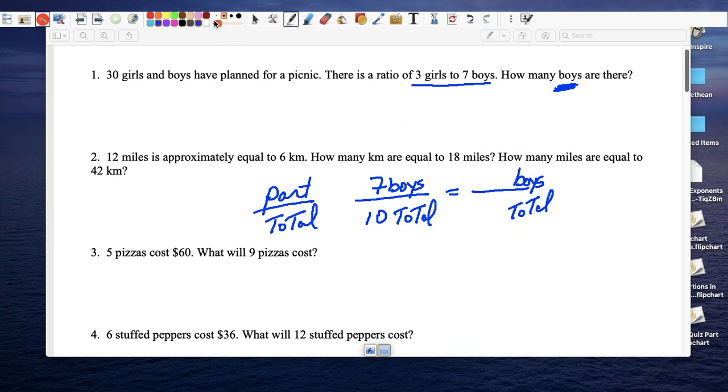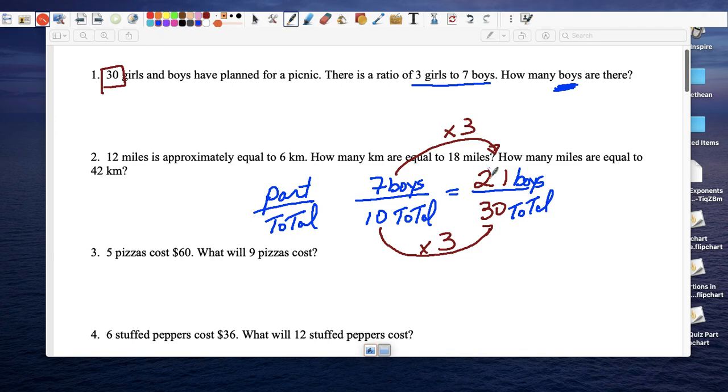Now, the other piece of information that we have is that there are 30 kids at the picnic. Well, for this one, you don't have to cross multiply. Look, it's so easy, right? 10 times 3 is 30, so on the top is times 3. So how many boys are at the picnic? 21.